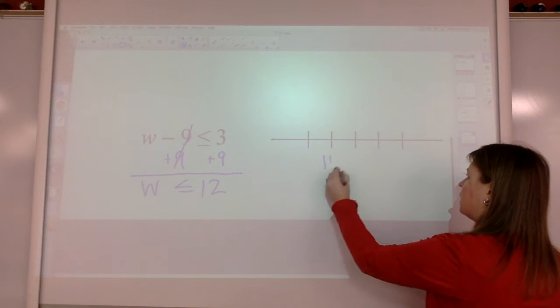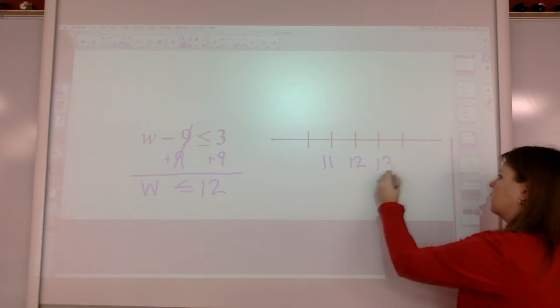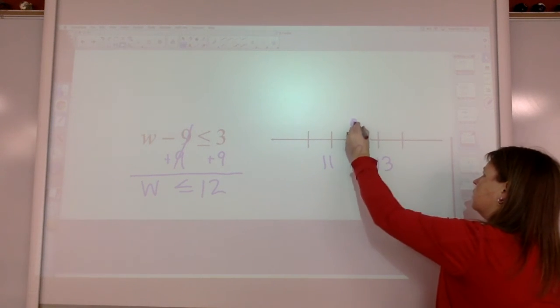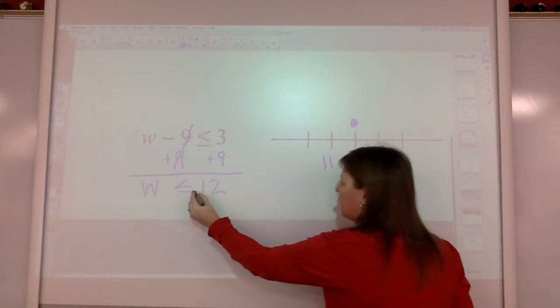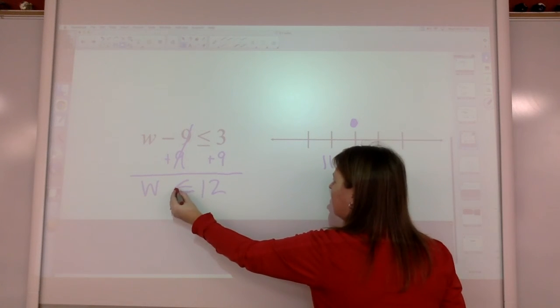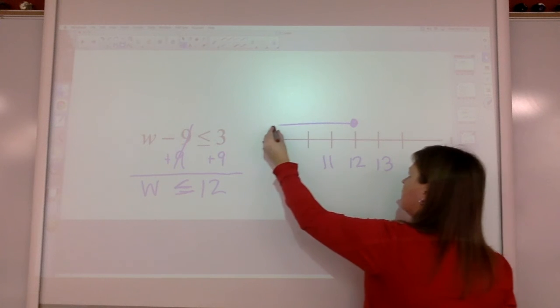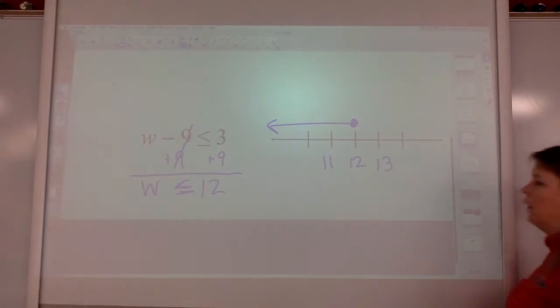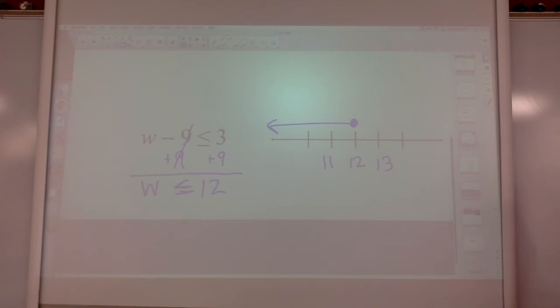Throw a few numbers on your number line. Closed circle because of the underline. And less than means it's pointing to the left. All numbers smaller than 12 or exactly equal to 12.